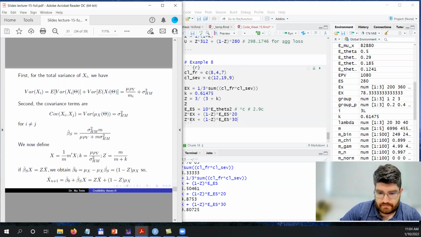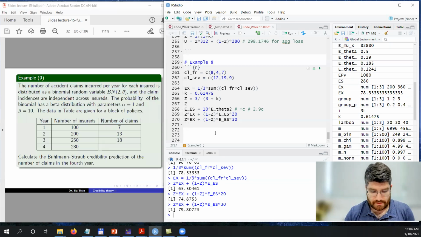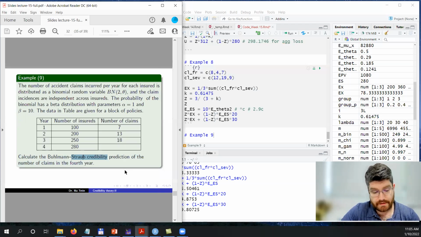Okay, so I'm again assuming that it's better for us to just solve tasks, not to be overwhelmed with the math behind that. So let's start with example 9. These are the examples which will finish our total course for risk and insurance. This is the last topic which we are going to cover, the Bowman-Straub credibility. We need to calculate the prediction of the number of claims in the 4th year. So we need to just calculate this empty value inside the table. So let's do that.